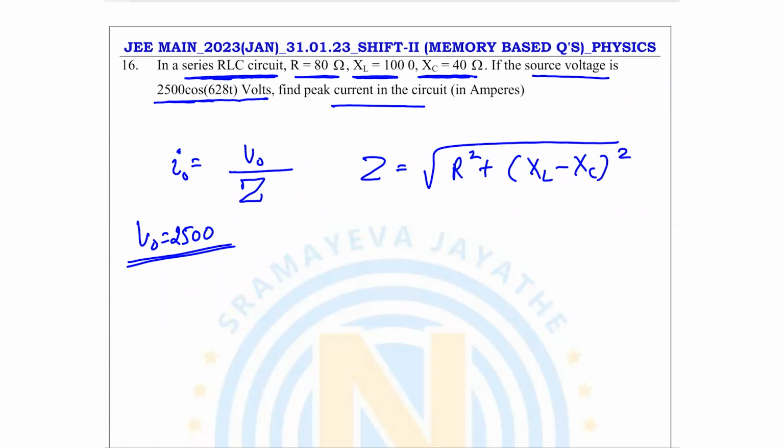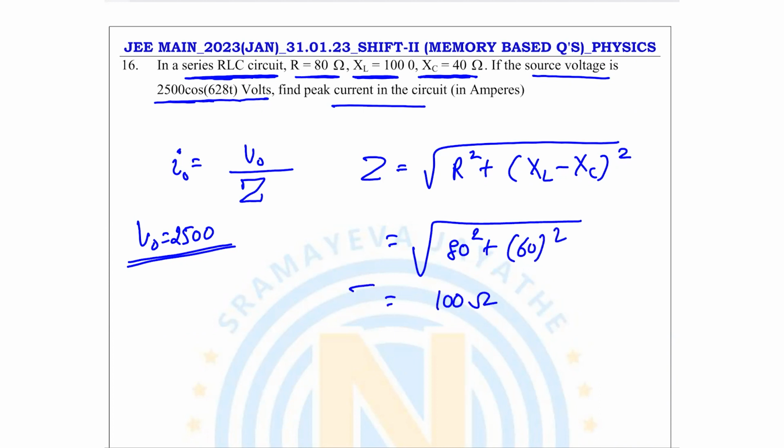So we fit in the value. R is 80. XL minus XC will be 100 minus 40. That is 60. And this value will come out to be 100 ohm. So that is 100. And therefore the peak value of current would be 2500 divided by 100. And that is 25 ampere. So the answer would be 25 to this question.